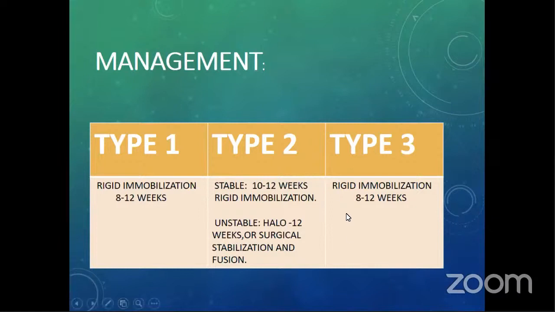But the management is a bit different in case of type 2 fractures. So if the fracture is stable, that is the transverse ligament is intact, then up to 10 to 12 weeks, rigid immobilization is indicated. And in case of unstable fracture, that is the transverse ligament injury has occurred, then halo for 12 weeks or surgical stabilization and fusion are the options.